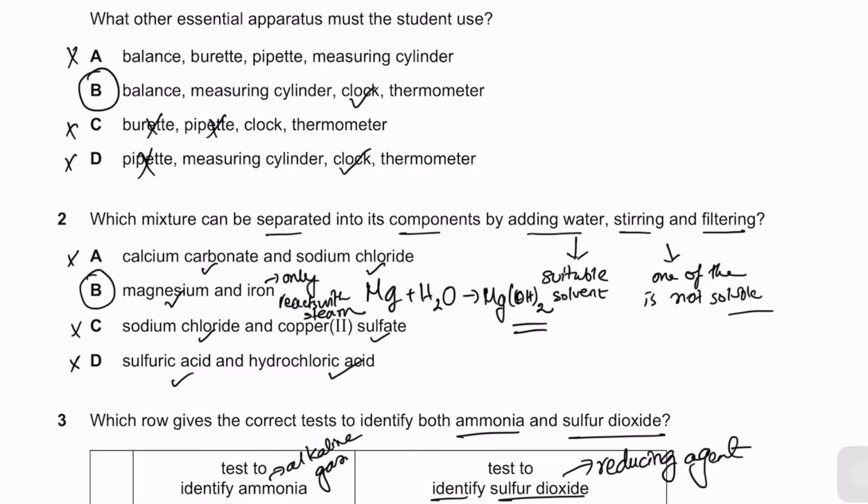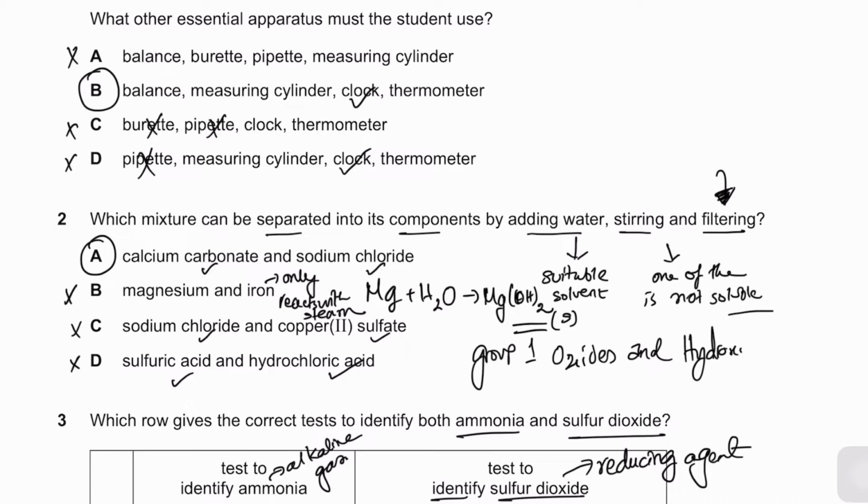For this one, it will also be the same. Both magnesium and iron do react with water, but iron reacts very slowly, and we don't want any reaction with iron. We want one of the compounds to be unharmed, and we must filter the solution. So the answer will only be A. And magnesium hydroxide is actually a solid. Only group 1 oxides and hydroxides are soluble.